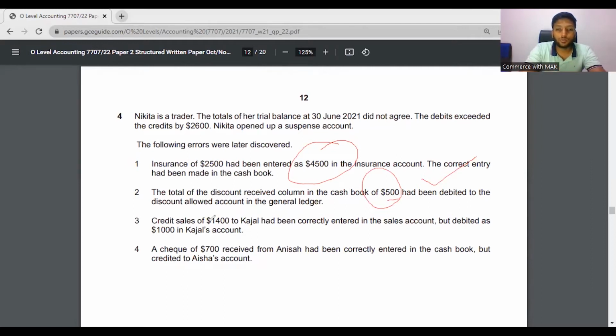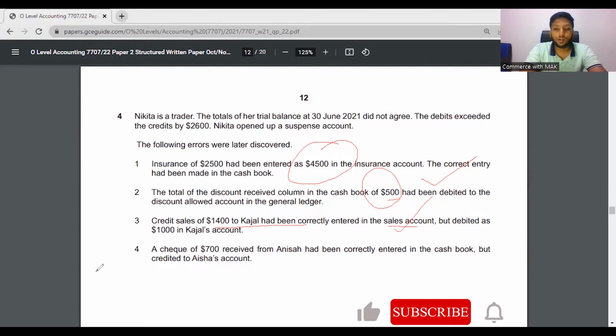Credit sales of 1,400 to Kajal had been correctly entered in the sales account, but debited as 1,000 in Kajal's account. So here they're debiting the wrong value in Kajal's account. They have forgotten that 400. They have misstated the amount. So if they have recorded it in a wrong amount, then it can't be an error which does not affect the trial balance. The reason is that one particular entry is correct and one particular entry is wrong.